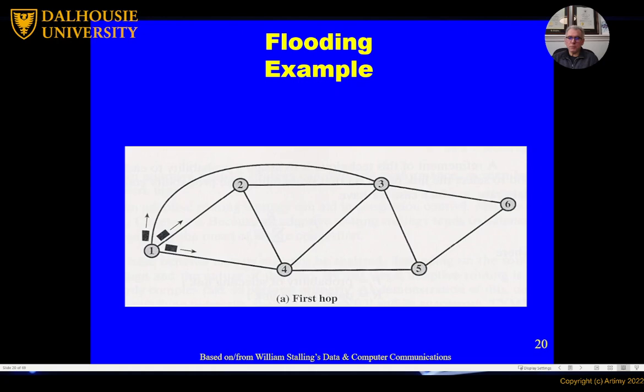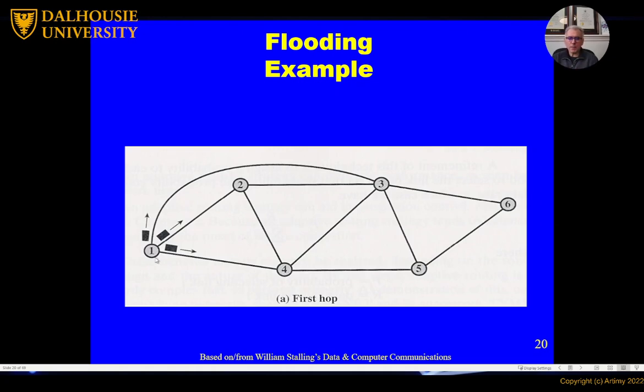Now, if 2 sees the packet coming back to it, it may continue to flood it up to the point where the hop count becomes 0. If the hop count becomes 0, it doesn't flood the packet anymore. It says, you've exceeded the maximum number of hops you can travel, so I'm going to drop it.